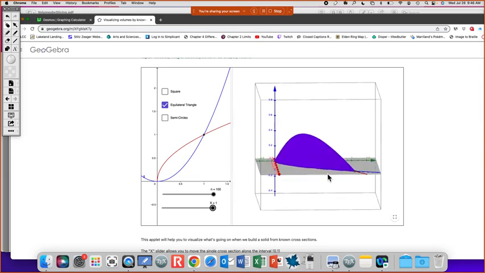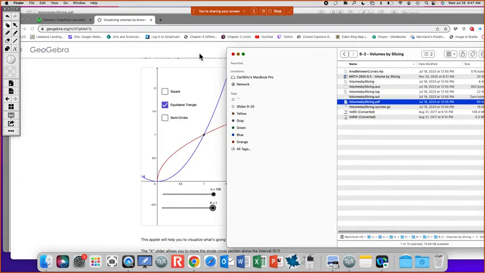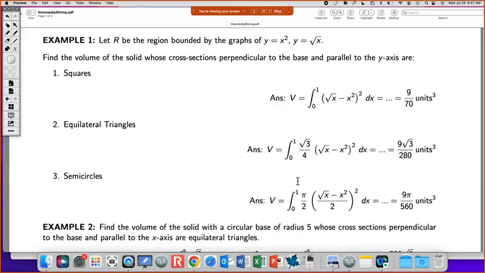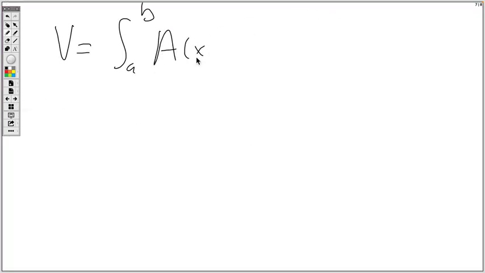Okay, so what do we need to do here to figure out this volume? Well, once again, the volume is equal to the integral from A to B. We are chopping up the x-axis. How do we know? Because it tells us that the cross sections are perpendicular to the base and parallel to the y-axis. So the cross sections are parallel to the y-axis. That means we're chopping up the x's, so we have to get everything in terms of x's. And so my area now are equilateral triangles.